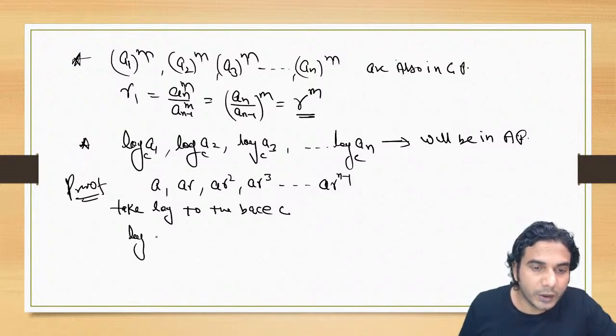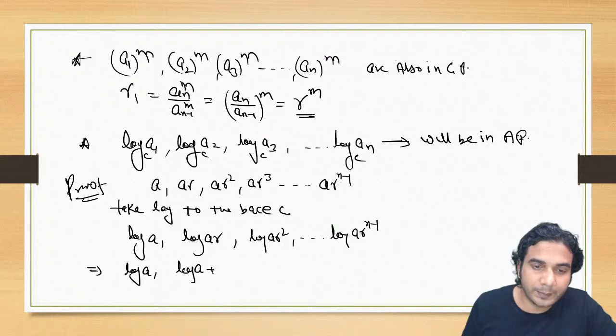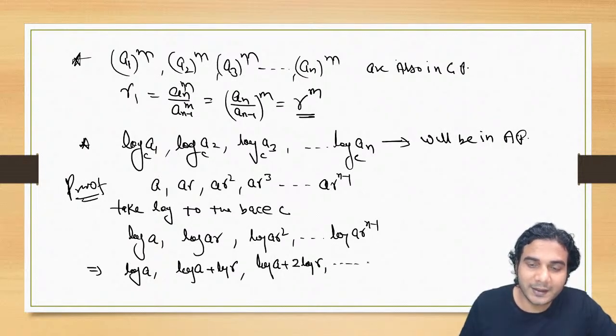So now your series is going to be log of A, then log of AR, then log of AR square, and so on, log of AR raised to n minus 1. Now after taking this log, let's rewrite these terms again. So log of AR can be written as log of A plus log of R, using the property of log: log of AB is log of A plus log of B. Then this will be log of A plus log of R square, which is 2 log R. So I hope you're getting this. And up to this will be log of A plus n minus 1 into log of R.